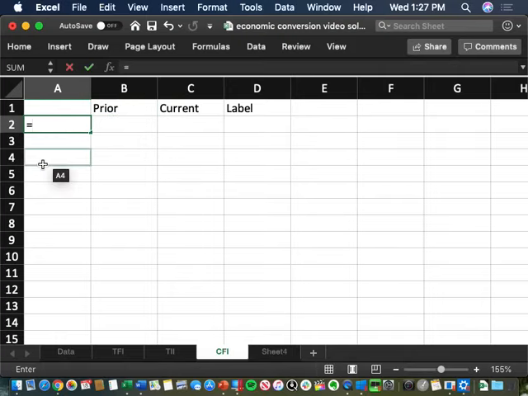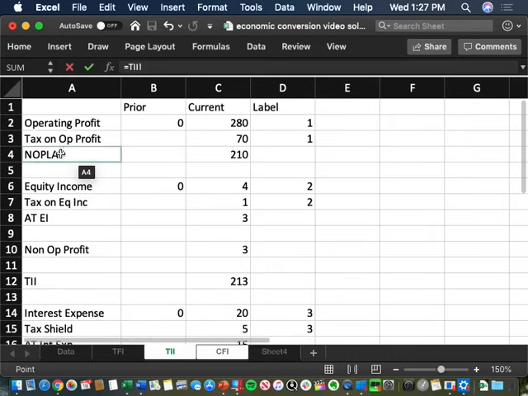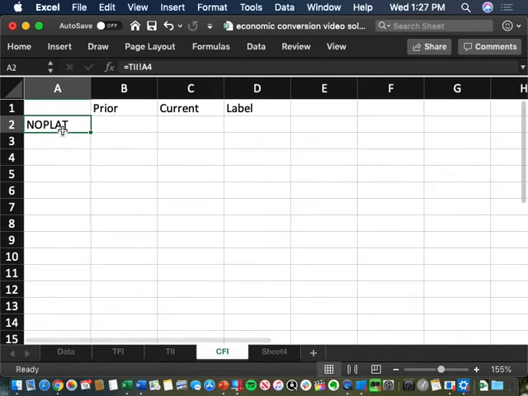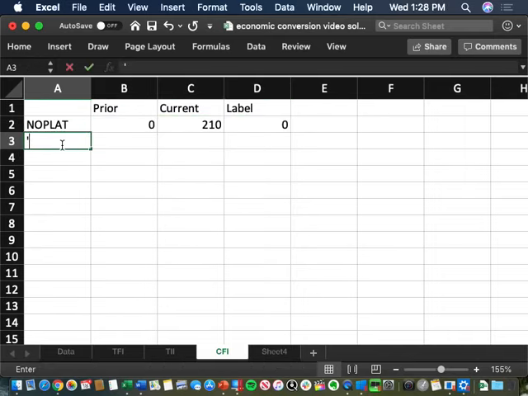Equals cash from the income statement, TII. That was the operating cash, no plat. Now, the actual cash is our no plat plus depreciation. Because built into that no plat was $20 million in non-cash expense. Because we have to subtract the non-cash expense to pay the taxes. But since it's non-cash expense, we add it back to get our cash flow.